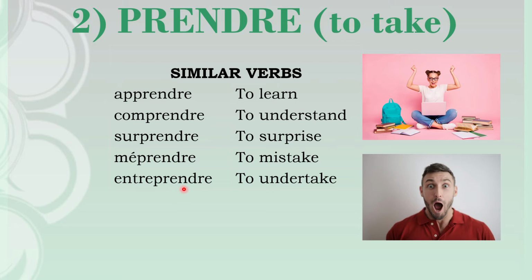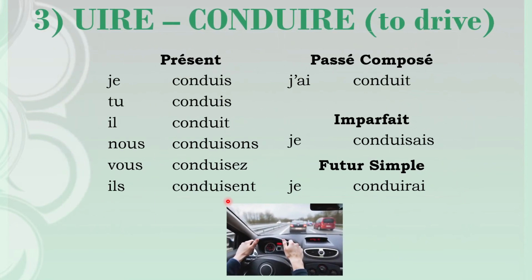Okay, so if you know prendre well, you can conjugate these 5 without any problems. There's no need to learn them separately. Now the next 3 are new for you. Within the irregulars, you will have some ending with UIRE, and they all conjugate the same way. One example I've given you is conduire, which is to drive.